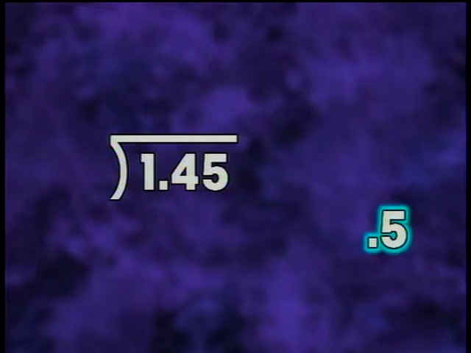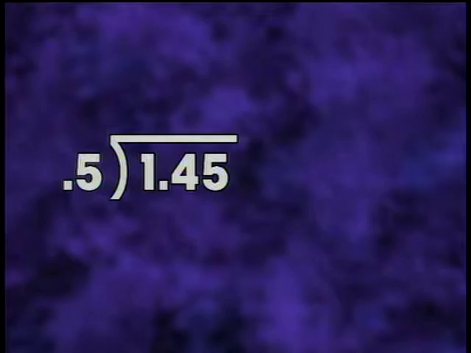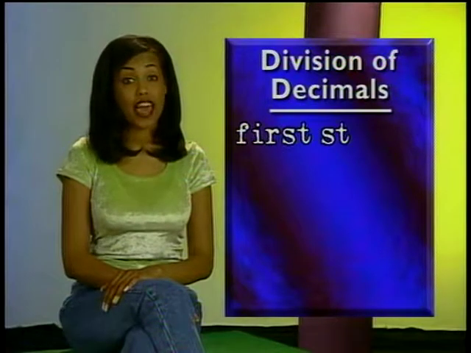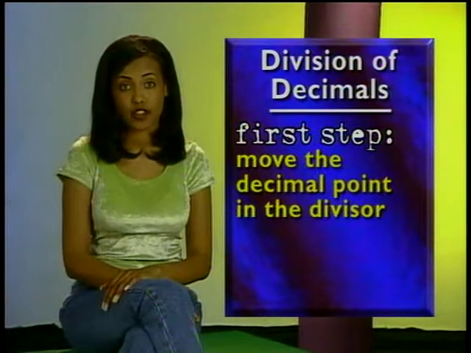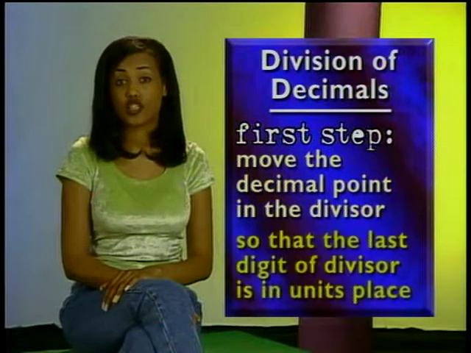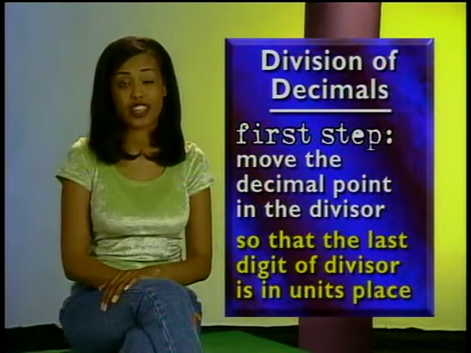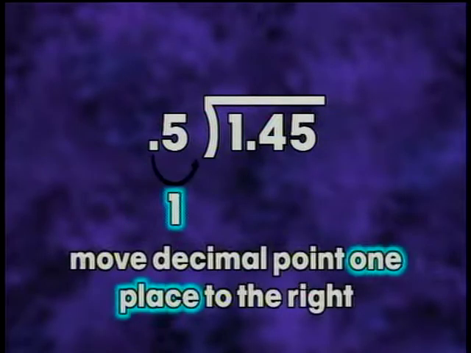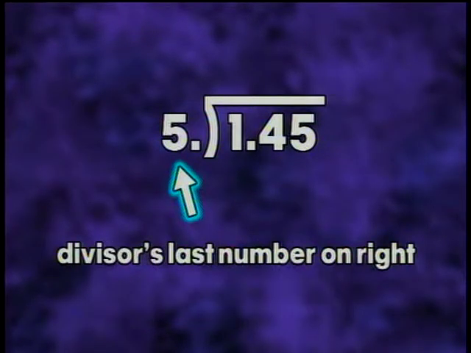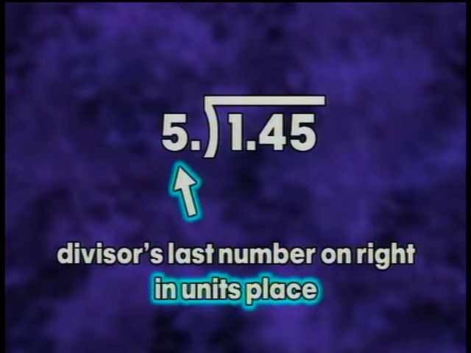0.5, or 5/10, goes to the left of the division sign. The first step anytime you divide decimals is to move the decimal point in the divisor all the way to the right, so that the last digit of the divisor is in the units place. The decimal point in the divisor, or 5/10, must be moved 1 place to the right. That way, the divisor's last number on the right is in the units place.